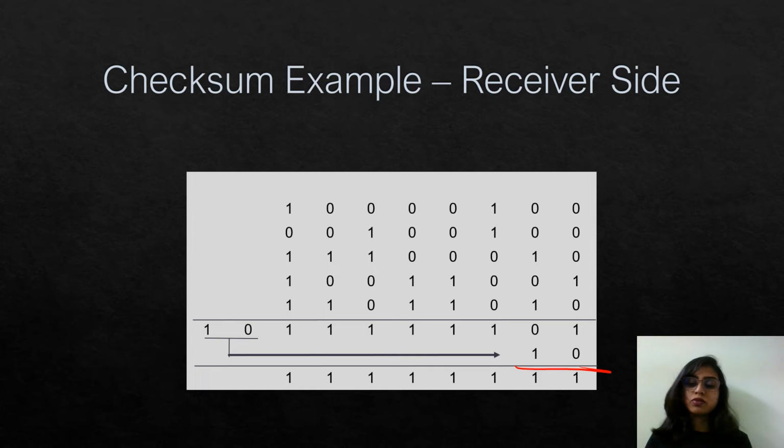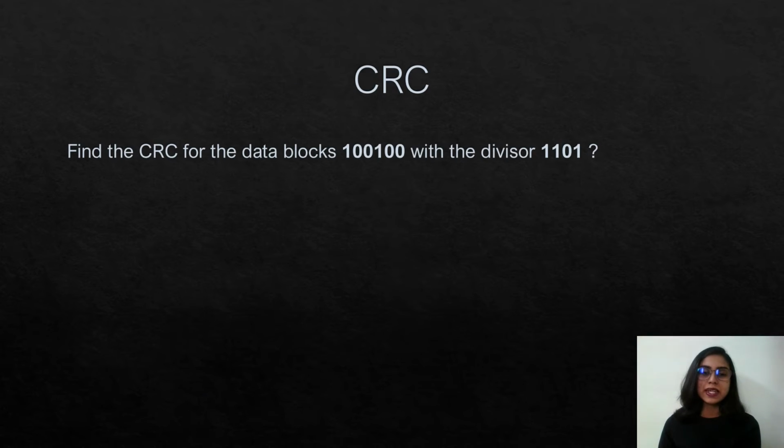So 1 plus 0 is 1, 0 plus 1 is 1, and all the rest of the values are brought down as they are. Now as you can see, the result is all ones, so the receiver will accept the data. The next error detection method is the CRC, that is the cyclic redundancy check.